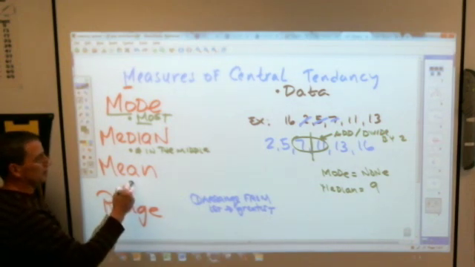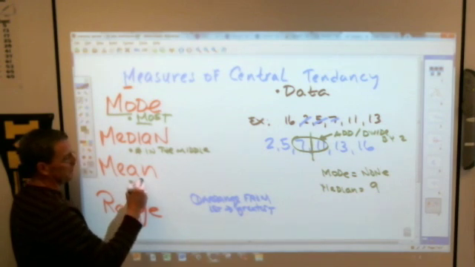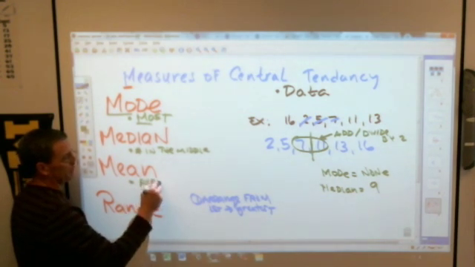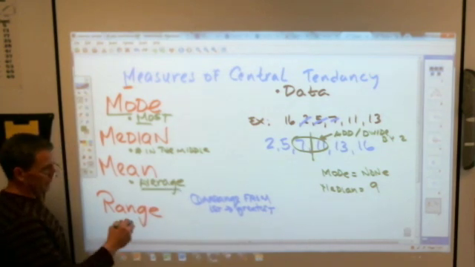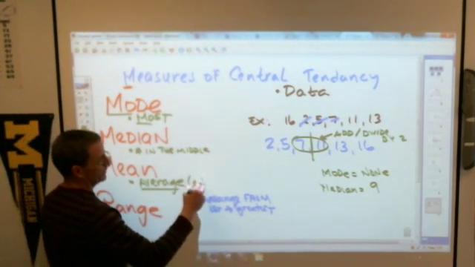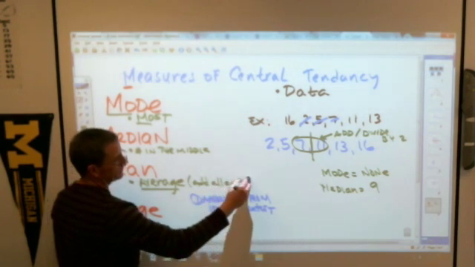The mean you've done before, believe it or not. Mean is a mathematical word that just means the same as the average of the numbers. And to find the average, you have to add all of them and divide by how many you added.